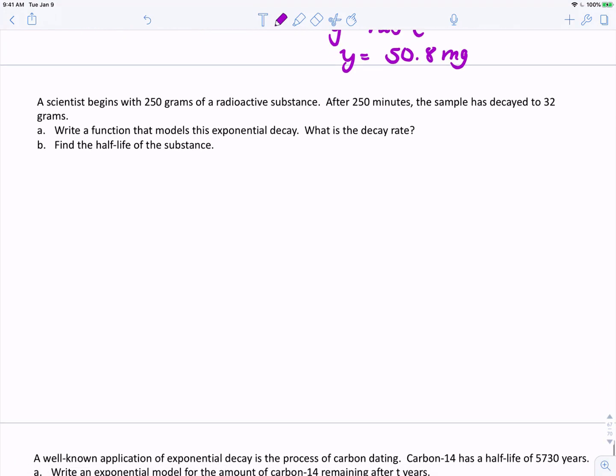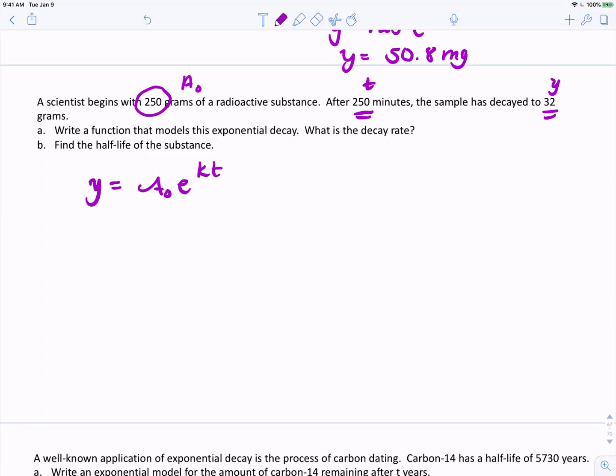Let's do another one. A scientist begins with 250 grams of a radioactive substance. After 250 minutes, the sample has decayed to 32 grams. Write a function that models this exponential decay. What is the decay rate? All right, y is equal to a sub 0 e to the kt. So a sub 0, our starting amount, is 250. This is our time, coincidentally also 250. I should have picked a different number. I apologize. The sample has decayed to 32 grams, so this is our final amount. And these 3 values will help us solve for k.